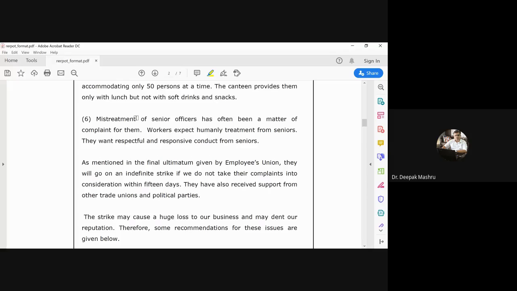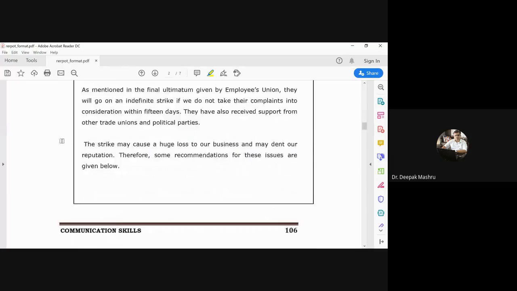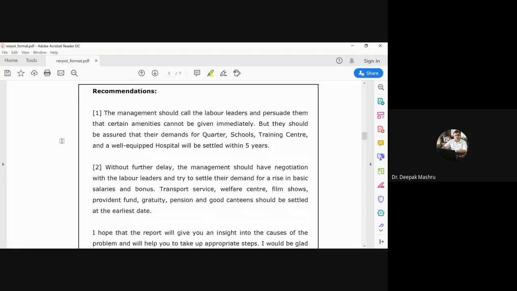See, everywhere it is written may, should, can, like this. Because you are a junior, you cannot order somebody, but you can suggest, you can request. Recommendations are equal to suggestions. You can write either. The management should call the labor leaders and persuade them that certain amenities cannot be given immediately. For example, certain things require time: quarters, school, training center, hospital, right? They cannot do these in 1 year or 15 days' time. It requires 5 years, but we can decide. So number one, we can try to mitigate or overrule their argument.